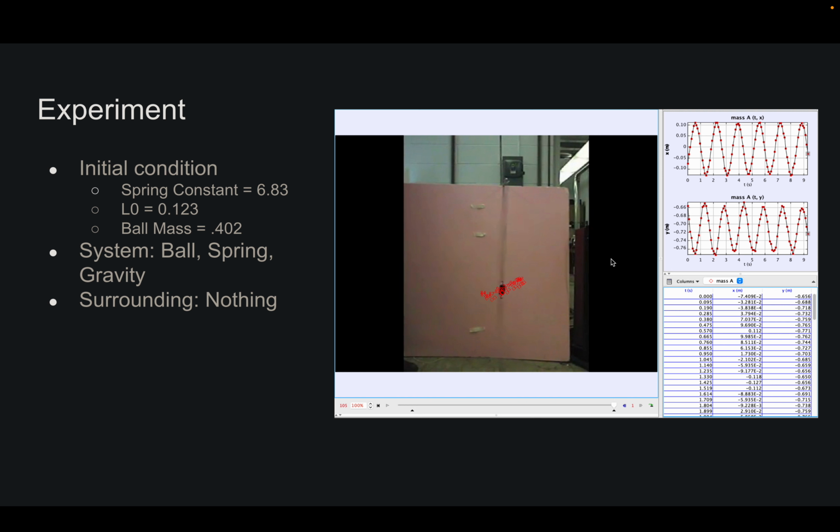And this shows the Tracker. We plotted the data of the mass oscillating around, and this shows the mass going along the x-axis, and this shows the mass going along the y-axis.